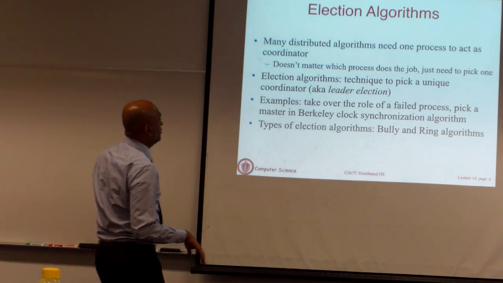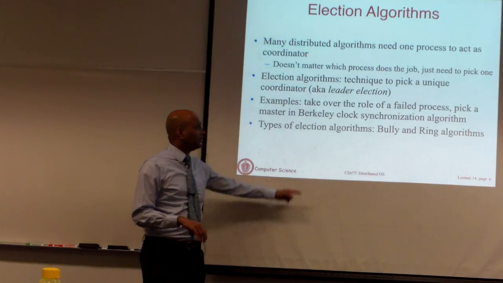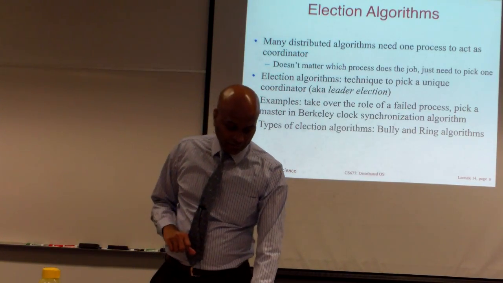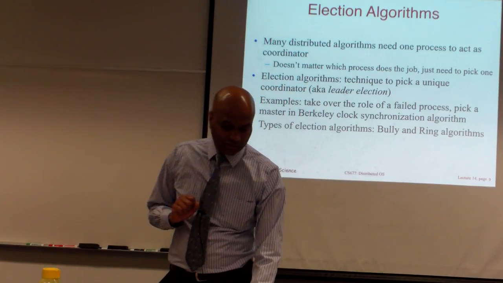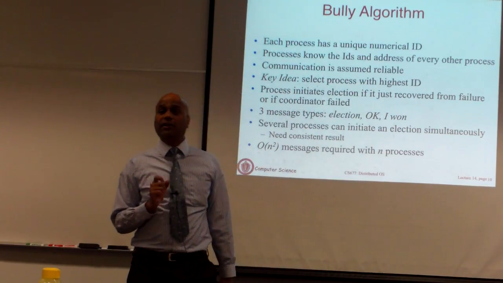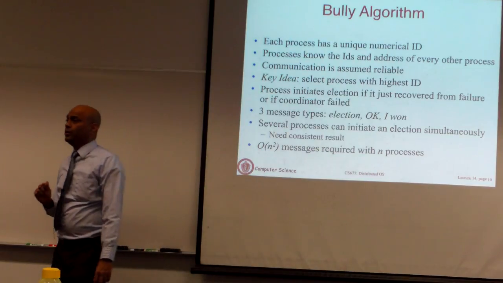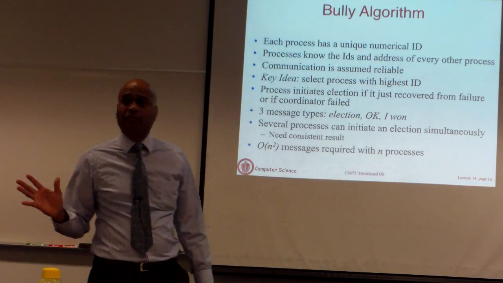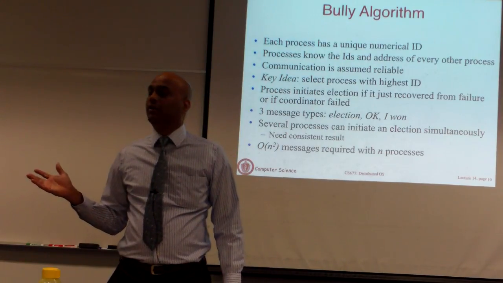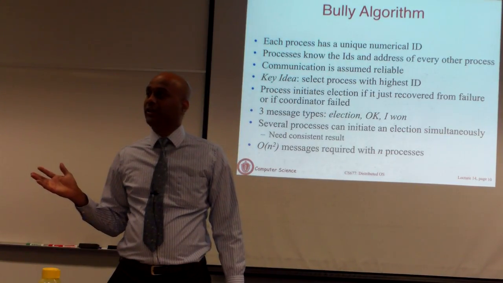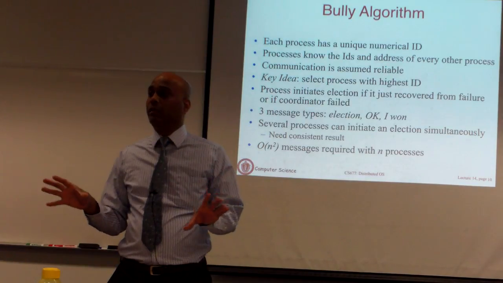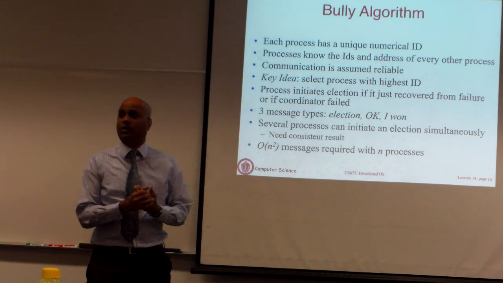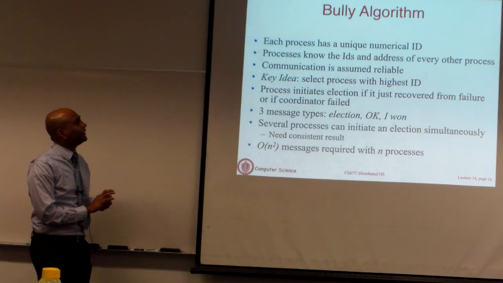And I talked about the Berkeley clock synchronization already. So I'm going to show you two different techniques to do this. First is called the Bully algorithm, the other is called the ring algorithm. Let me start with the first one, which is the Bully algorithm. These are the simplest forms of election algorithm. There are many, many variants of this that you can read about in papers and so on. I'm only going to show you two very simple ones, which is adequate to get simpler tasks done.